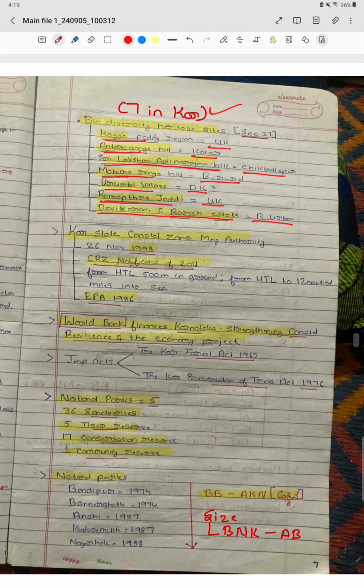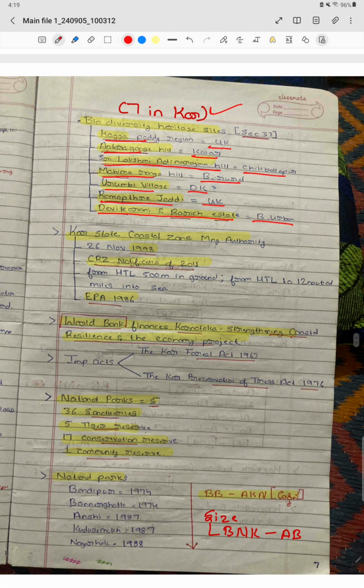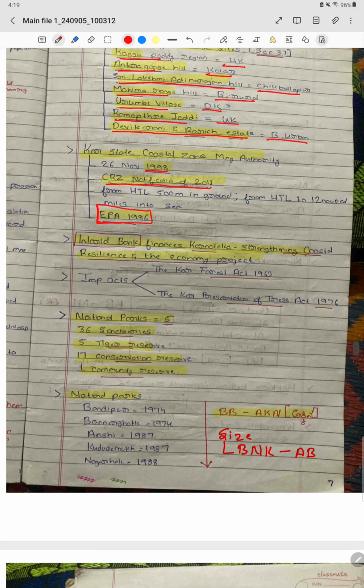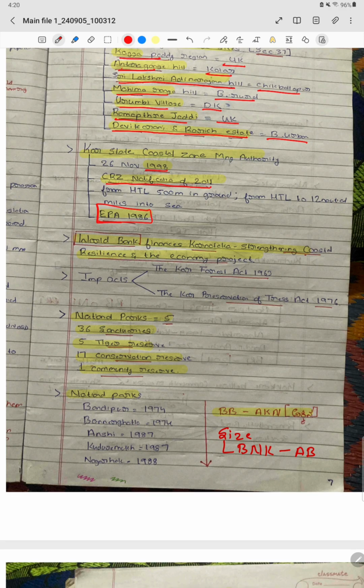Then we have Karnataka State Coastal Zone Management Authority. It was established in the year 1998, and under which act does it function? It functions under a CRZ notification of 2007. In this, we have to also know about a committee called Shailesh Chandra Nayak Committee, and then it is under which act? Environment Protection Act of 1986. Then World Bank finances Karnataka's strengthening coastal resilience and the economy project.